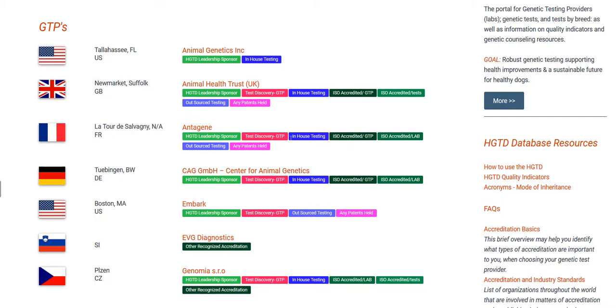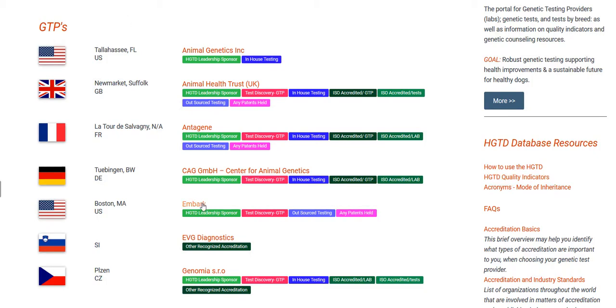And you will see also a group of badges that will tell you some of the things that this lab is involved with in terms of quality indicators. You can find out more information by clicking this link over here as to what some of these terms mean.